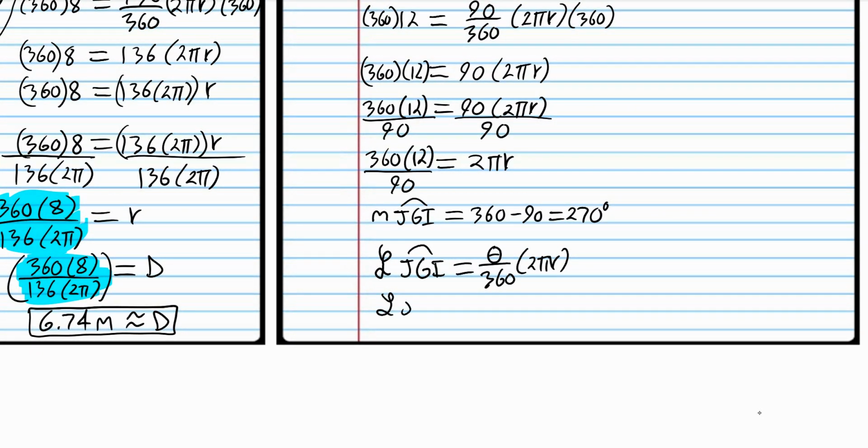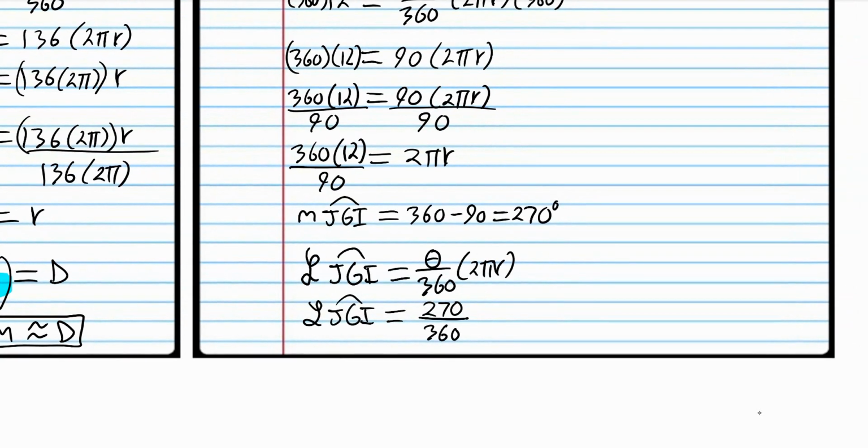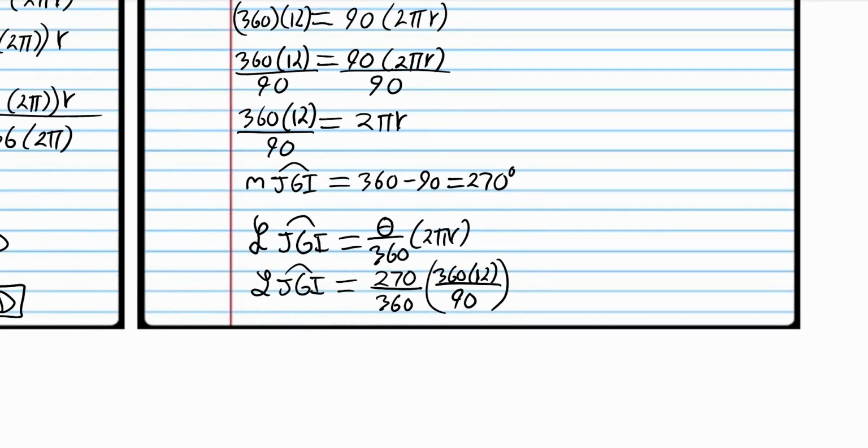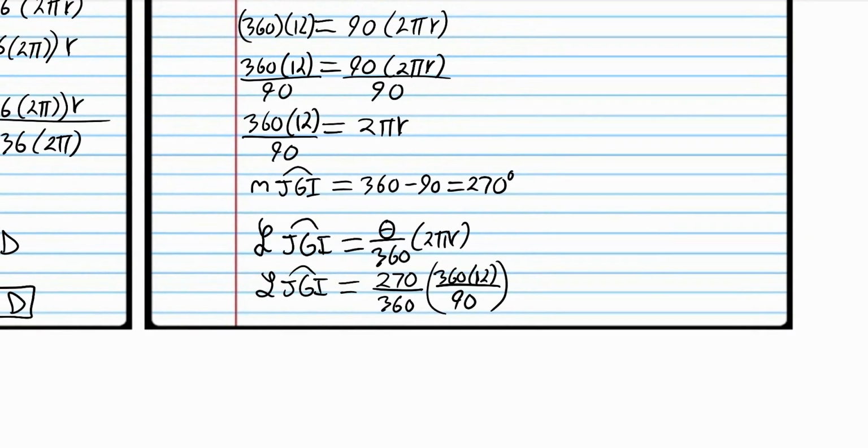So the arc length of GJI is equal to 270 over 360, and then we can plug in what we found for 2 pi r. So that's 360 times 12 over 90. And you may wonder, how come I don't just compute this? Why do I keep writing all these numbers? Well, because that just takes a lot of time and effort, and if you have to round off, that makes things even more complicated. So you probably just want to keep these numbers unless you're going to crunch them in your calculator all at once. So 360 times 12 over 90, we plug that in, and whatever that ends up being, that's your answer.